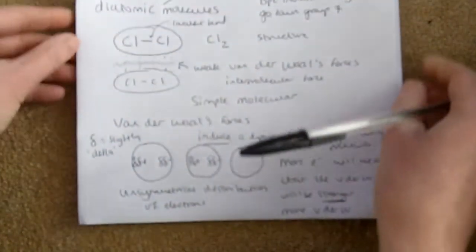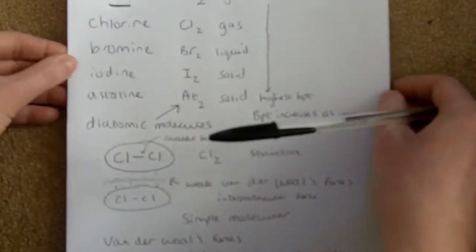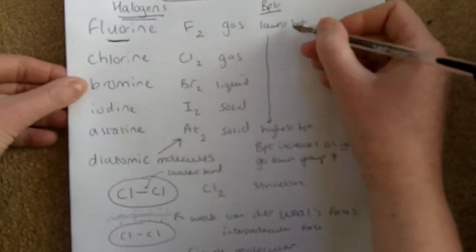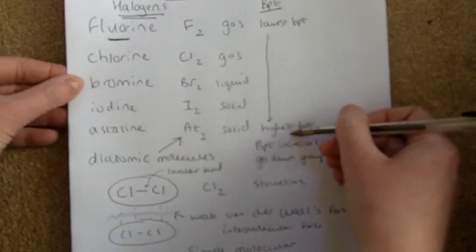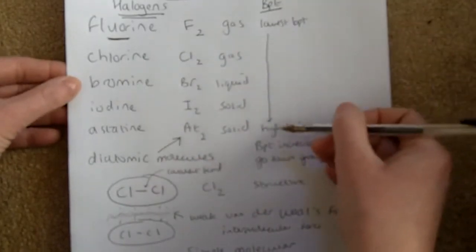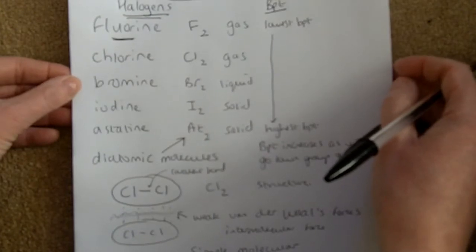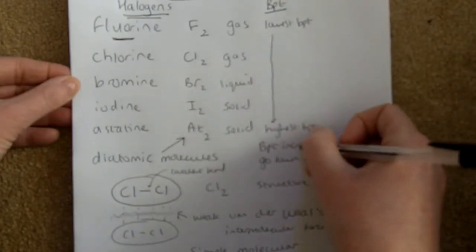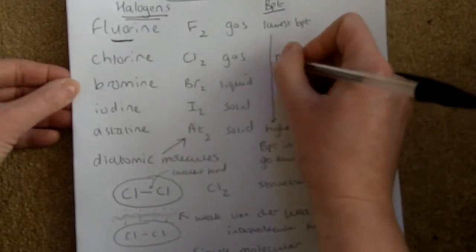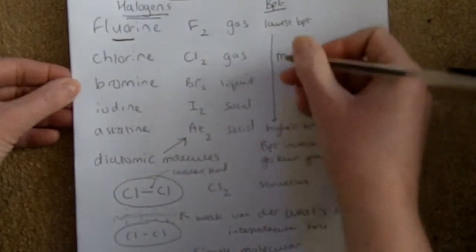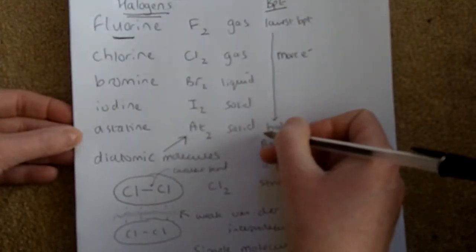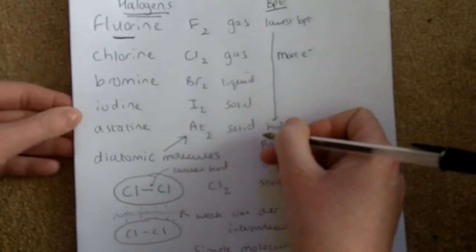So let's go back to this question then. So that's the trend in boiling points. But why does this have the lowest boiling point? Why does this have the highest as you go down the group? Okay, so that's because as you go down the group, the boiling point increases because there are more electrons. Astatine has got a lot more electrons than fluorine, for example.